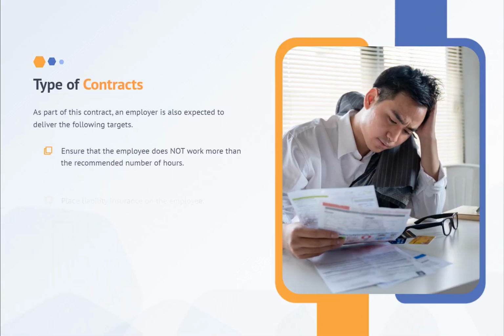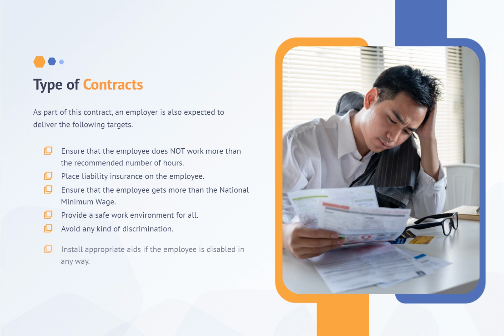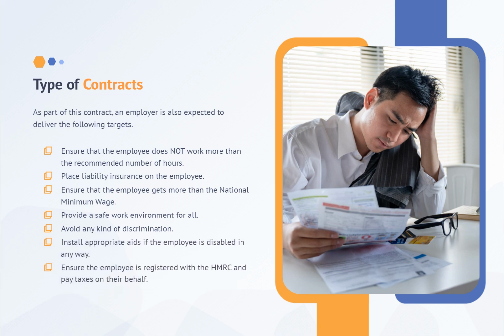As part of this contract, an employer is also expected to deliver the following targets. Ensure that the employee does not work more than the recommended number of hours. Place liability insurance on the employee. Ensure that the employee gets more than the national minimum wage. Provide a safe work environment for all. Avoid any kind of discrimination. Install appropriate aids if the employee is disabled in any way. Ensure the employee is registered with the HMRC and pay taxes on their behalf.